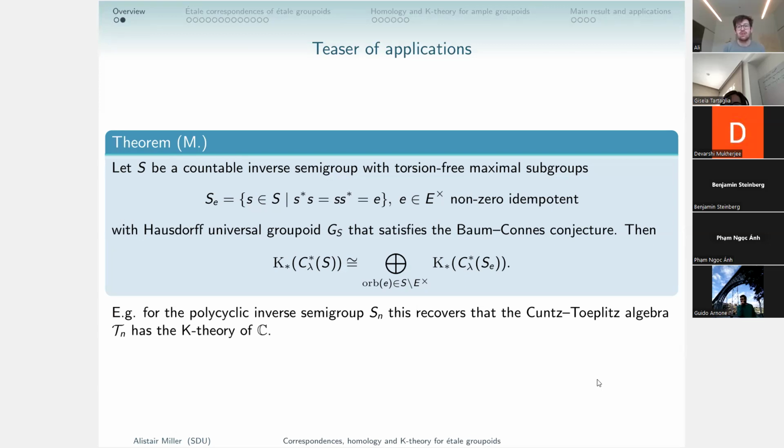Yeah, and actually it's worth mentioning that you can remove the word satisfies the Baum-Connes conjecture here and replace the K-theory of the C-star algebra with what would be the left-hand side of the assembly map. So everything works just by working with the topological K-theory with the groupoids involved. Yeah. All right, cool.